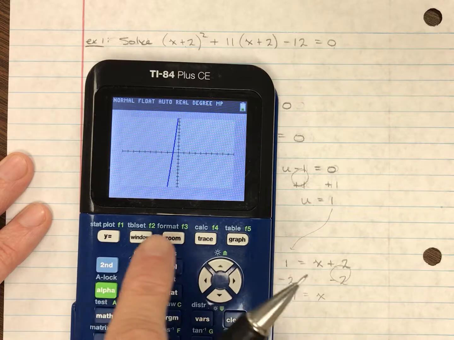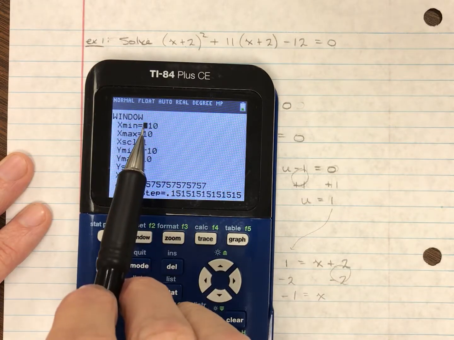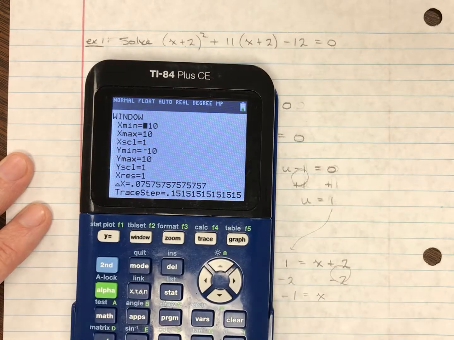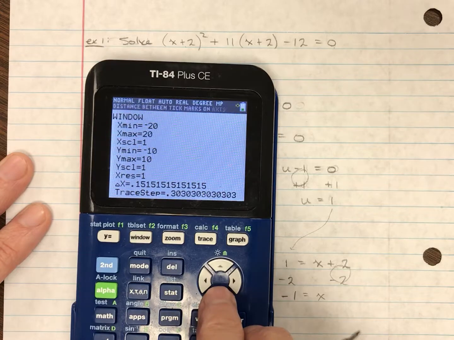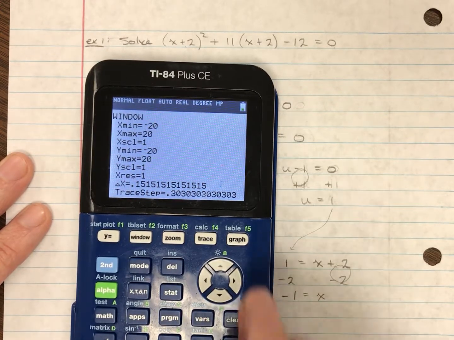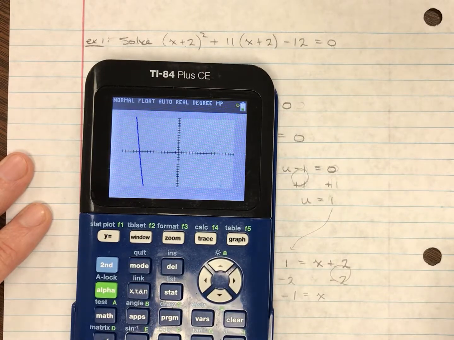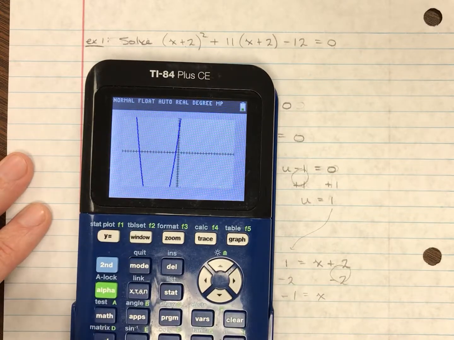Let's zoom out. I'm going to change my window. This is the standard window from negative 10 to 10 on both axes. Let's go from negative 20 to 20. I don't want to zoom out a whole lot, just a little bit, and see what happens. Oh, there we go. Now I can see there are two places where this graph crosses the x-axis. Let's see what they are.